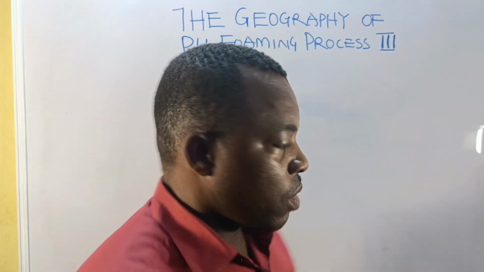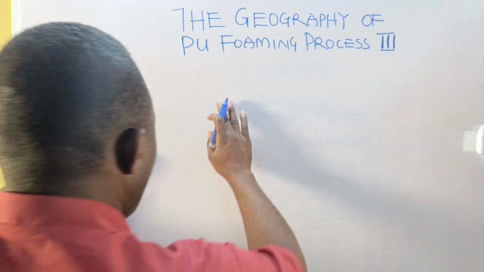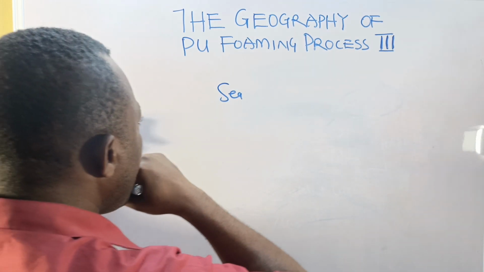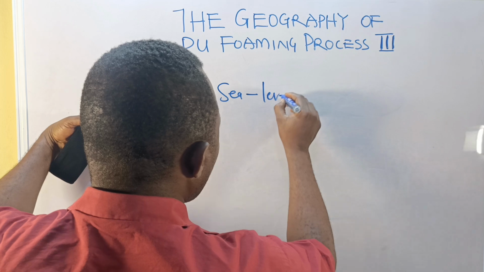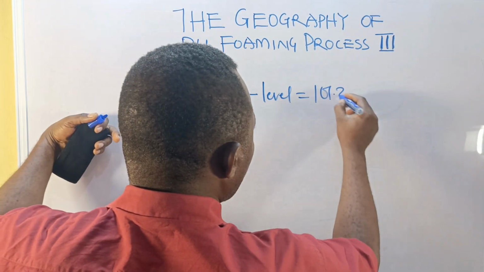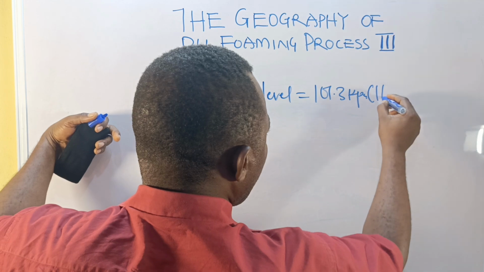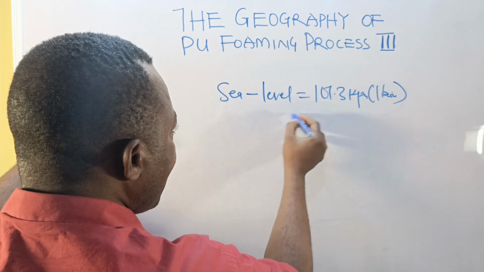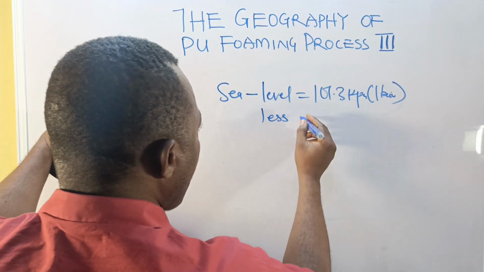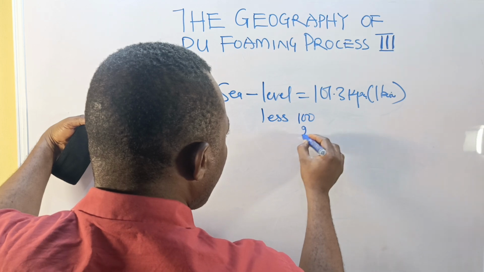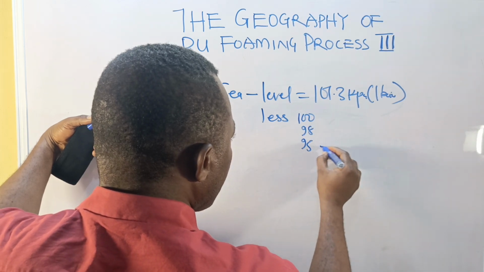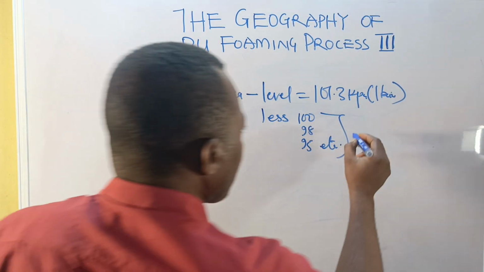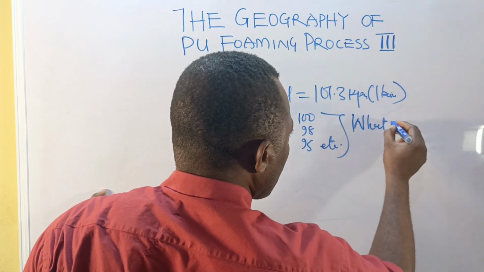But in this case, if we have a standard pressure at sea level equal to 101.3 kPa, or 1 bar of the atmosphere, and then we have something lesser than this, let's say we have 100, we have 98, we have 95, etc. Then what will happen? That is the question. What happened?